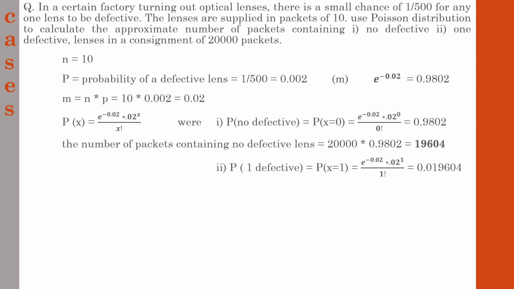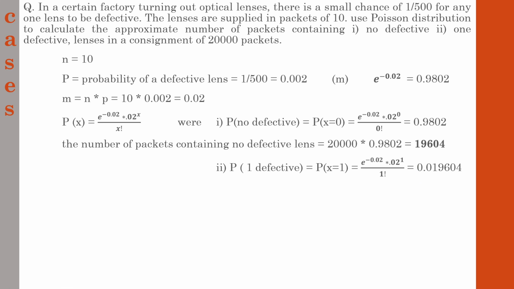Second one. In the question it was said that the second part is one lens will be defective, or one product will be defective. So the probability of one defective can be written as p of x equal to 1. That is equal to the same Poisson distribution function, where the value of x will be 1. Here it was 0, here it is 1, because here x was 0, here x equal to 1. e raised to minus 0.02 into 0.02 raised to 1 divided by 1 factorial. You solve it, you will get a value. This is the probability of occurrence of one defective goods out of 20,000 packets.